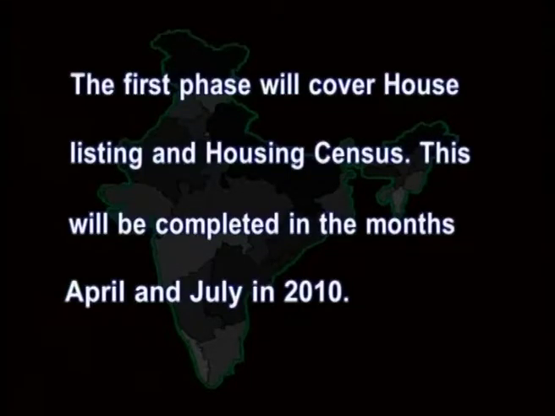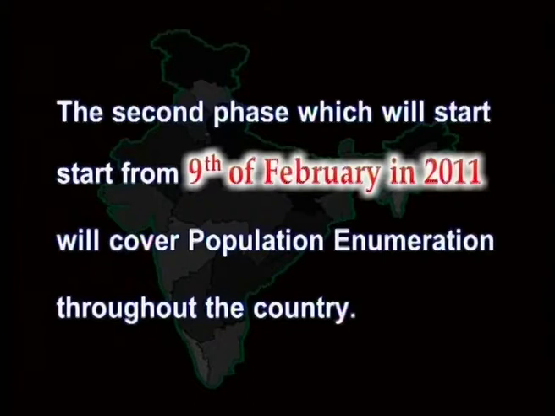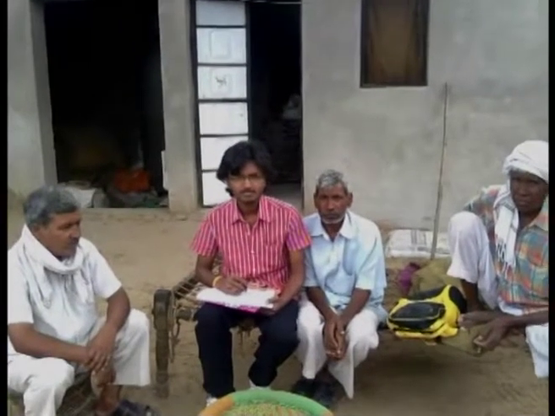The first phase will cover house listing and housing census. This will be completed between April and July in 2010. The dates are adjustable according to time and situation in a particular state and union territory. The second phase, which will start from 9th of February in 2011, will cover population enumeration throughout the country. The second phase of population census will finish on 28th February in 2011.